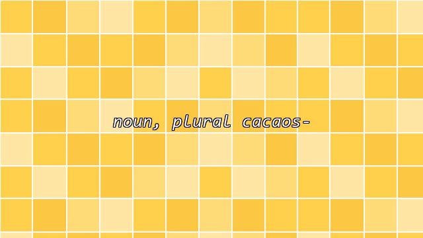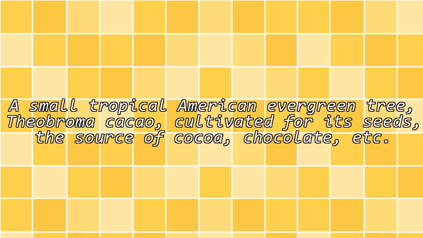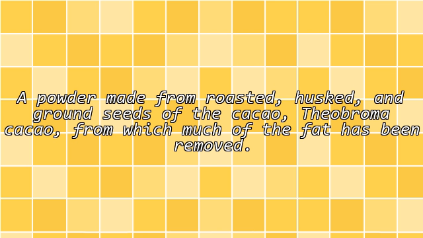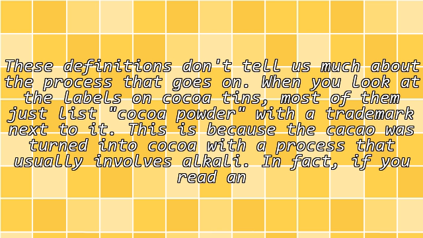Cacao, noun, plural cacaos. A small tropical American evergreen tree, Theobroma cacao, cultivated for its seeds, the source of cocoa, chocolate, etc. Cocoa, noun. A powder made from roasted, husked, and ground seeds of the cacao, Theobroma cacao, from which much of the fat has been removed. These definitions don't tell us much about the process that goes on.